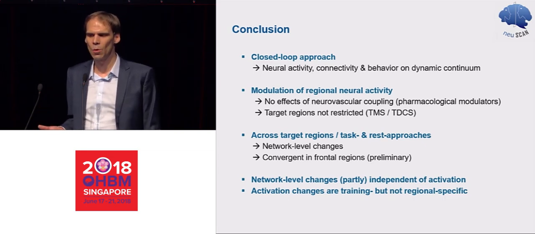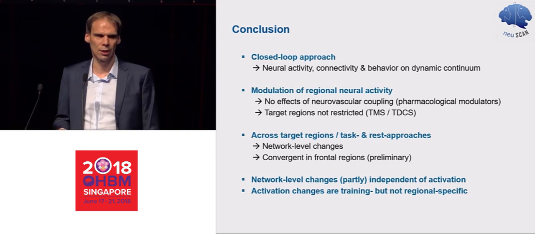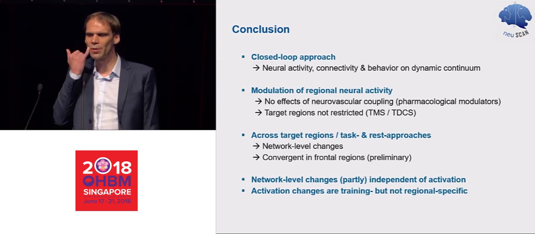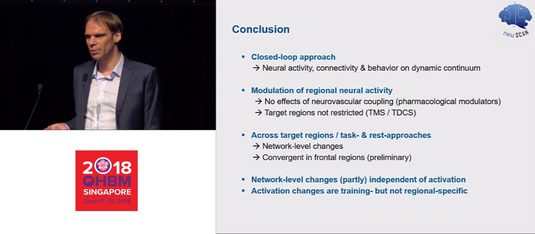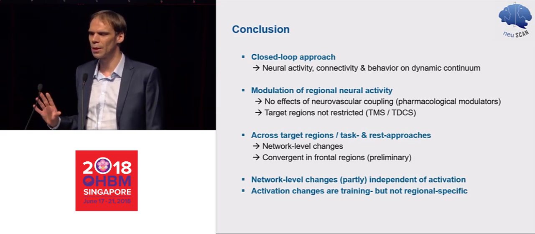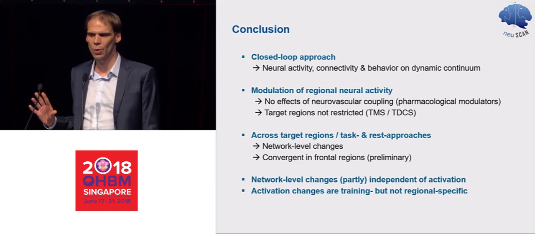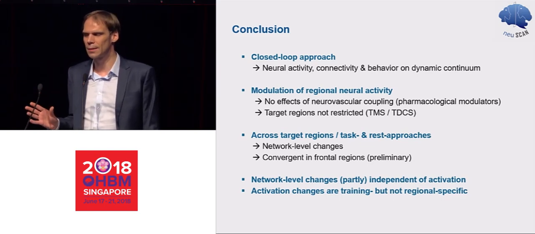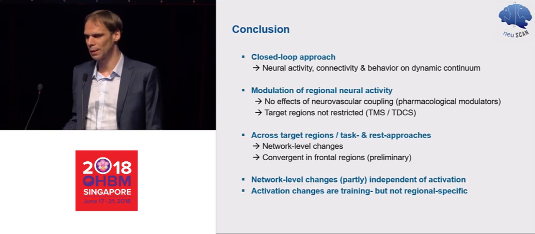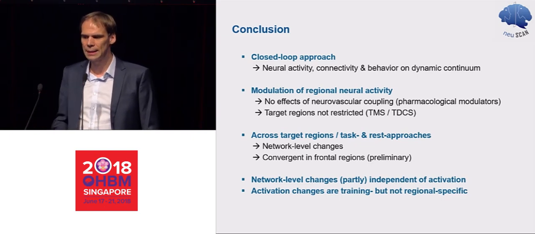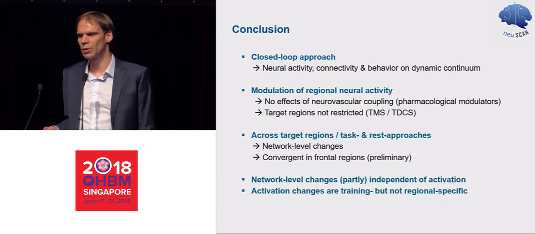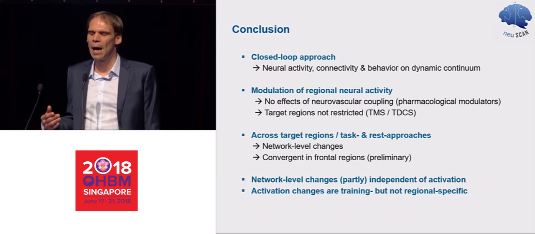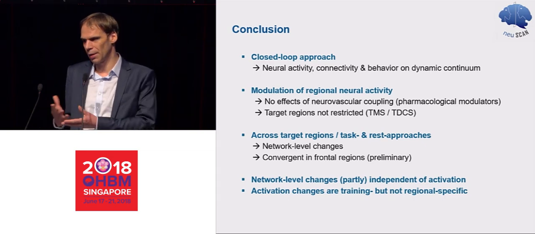What is very clear, we see corresponding network level changes after modulating the regional activity. It seems to be task specific, although there may be some convergent connectivity changes in the prefrontal cortex. However, as I said, this is very preliminary and we just plotted the data. What we see is that the network level changes are partly independent from the activity changes, which is very important to make sure that this is not a by-effect that we are measuring.